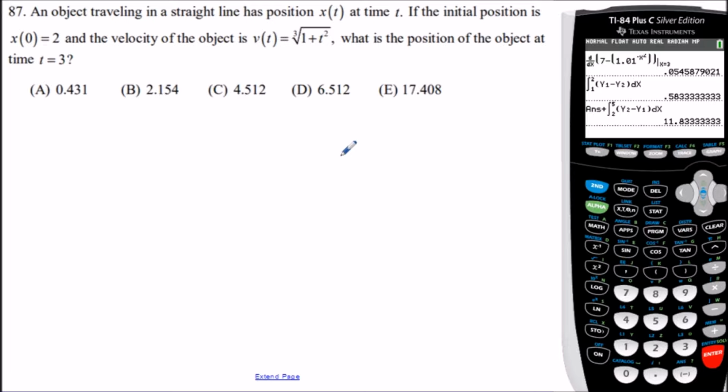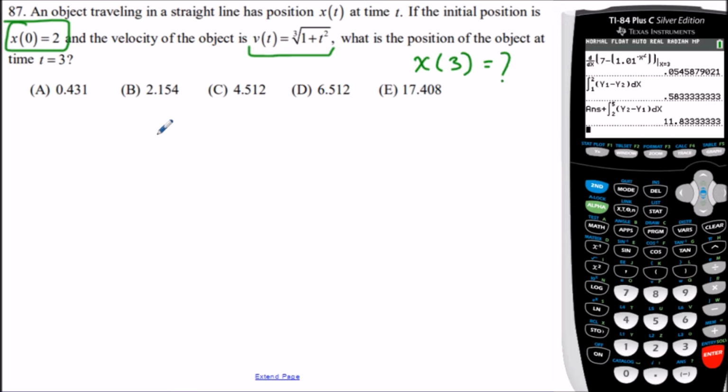Now for this question, we have another particle or an object moving, so it's a position-velocity type question. We have the initial position given to us, and the velocity function is given here. We want to know what the position of the object is at t equals 3. So basically, we want to know what x of 3 is in this question.